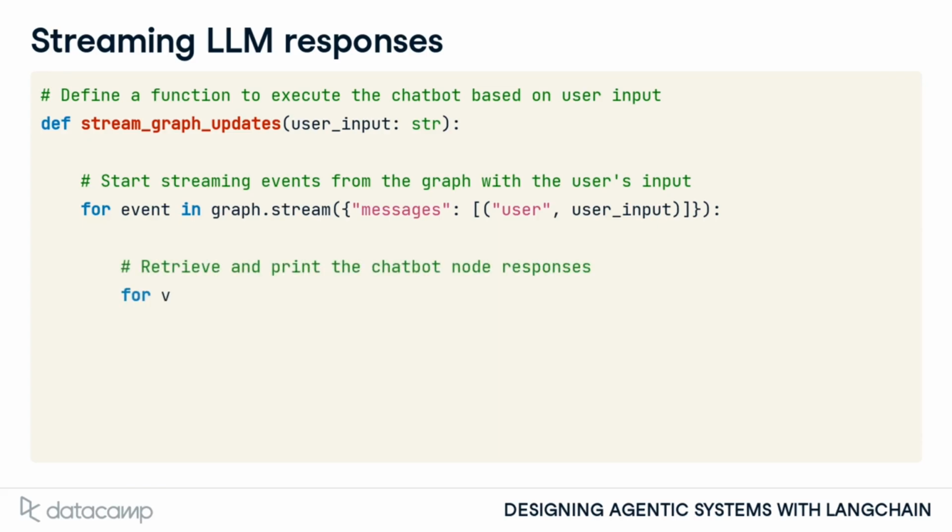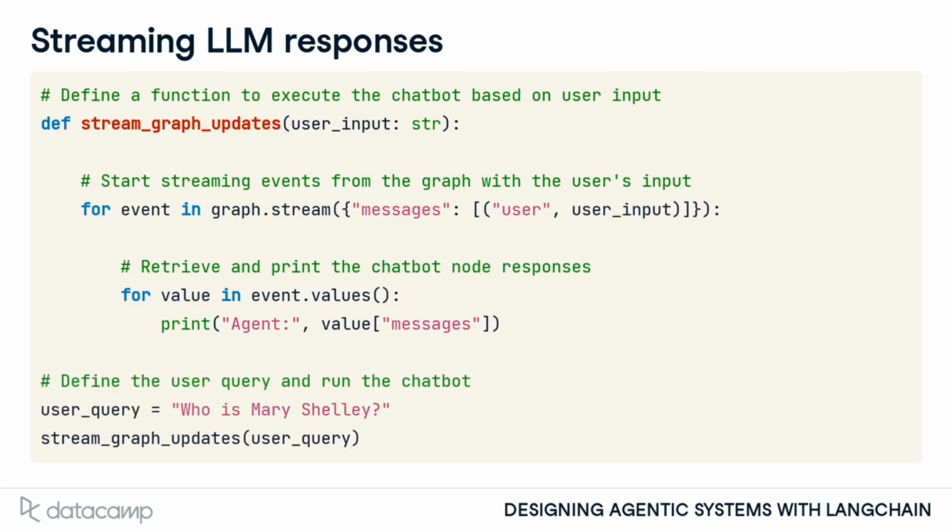Next, we'll loop through each event generated by the graph, retrieving the last chatbot response by accessing event.values and printing the messages in the value dictionary. This displays the chatbot response as soon as it's ready. Finally, we'll define a test query with the string "Who is Mary Shelley?", passing it to stream_graph_updates to return a response based just on the LLM.